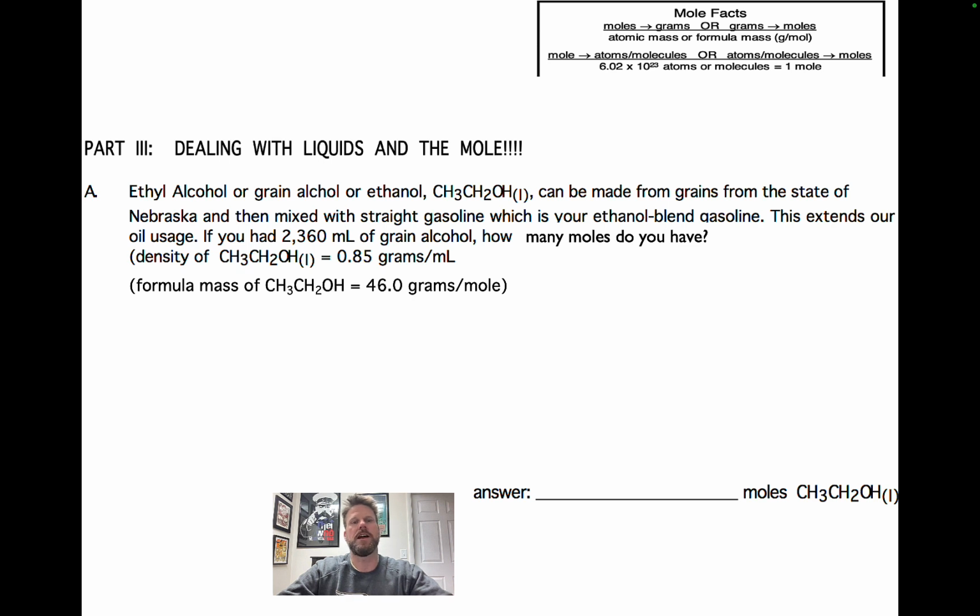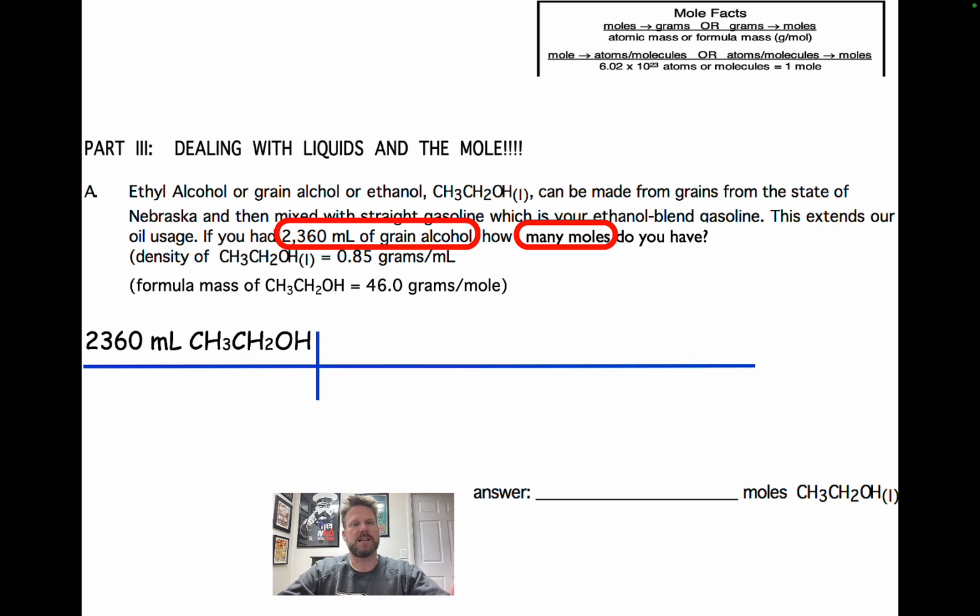In Nebraska, ethanol can be extracted from corn and used as a fuel additive to help reduce our dependence on fossil fuels. If you have 2,360 milliliters of ethanol, how many moles would you have? Start this problem the same way. Place the value given in the problem in the first section of the train track. I'm going to extend my track a bit because this conversion will require a couple of steps.